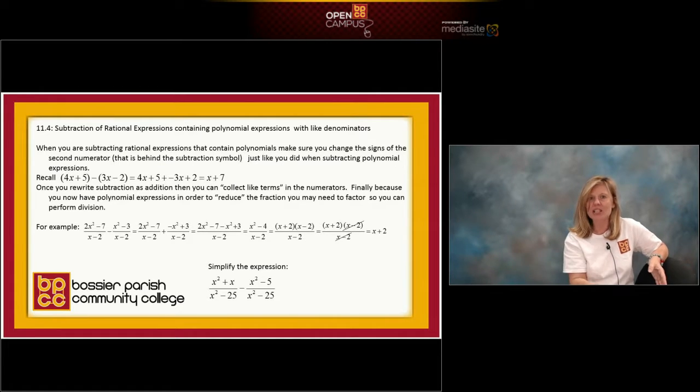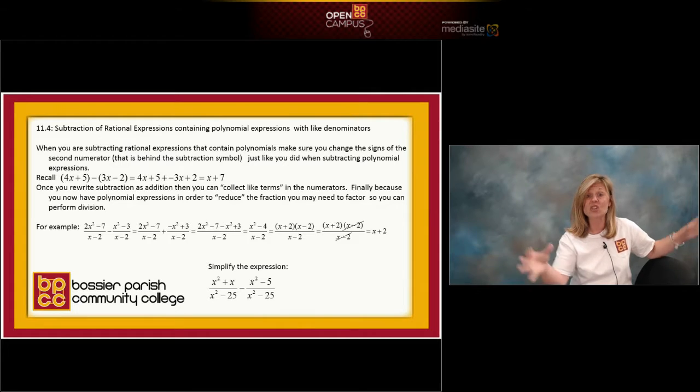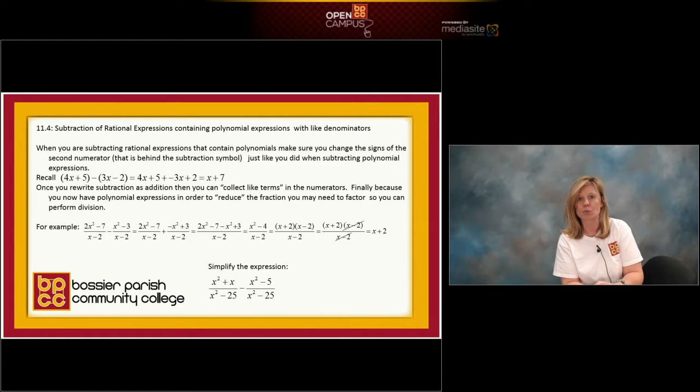So we would change that subtraction symbol to addition, and then we would change all the terms behind it to their opposites, their additive inverse. Because there are 2 terms behind that subtraction symbol, the 3x and the negative 2, we change both. So the 3x would become negative and the 2 would become positive. And then once we rewrite this as addition, we could collect our like terms.